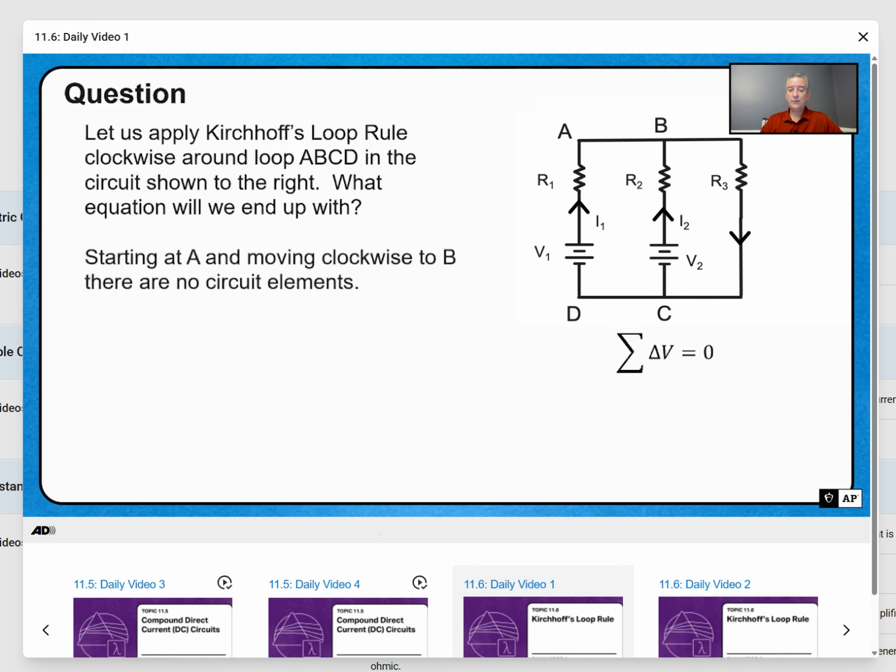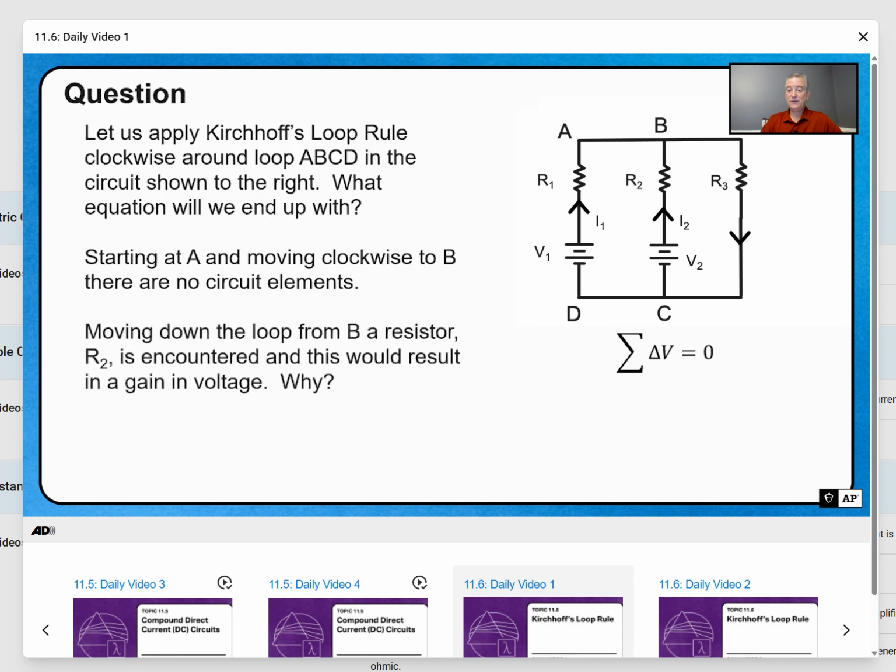Starting at A, we're going to move clockwise to position B. Since there are no circuit elements, there's nothing for us to do at this time. As we move from B down to C, we're going to encounter resistor R2. When we encounter resistor R2, we know that there will be potential loss because of the equation V equals IR, otherwise known as Ohm's law.